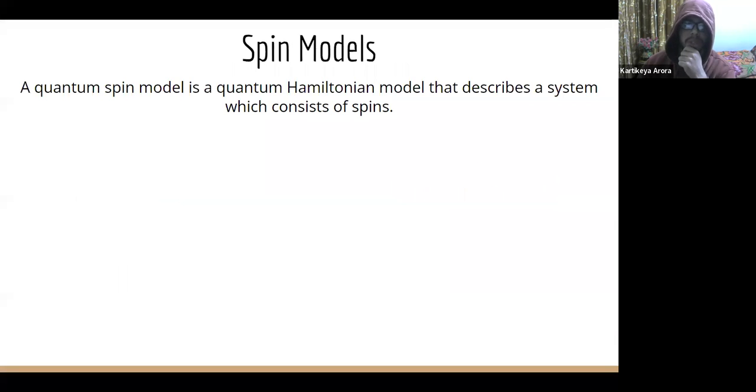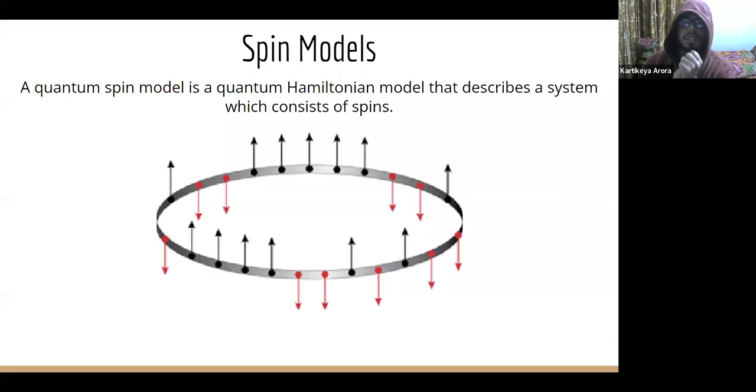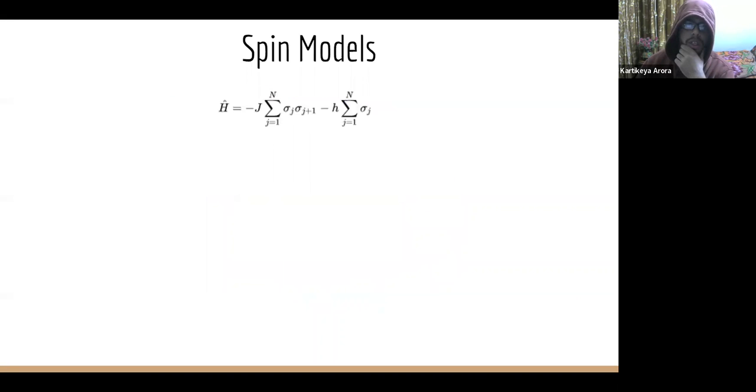To understand what spin models are: a quantum spin model is a quantum Hamiltonian that describes a system which consists of spins. We can visualize it as follows. We can assume that there is a lattice with magnetic dipoles at each point in space. And what we are basically trying to understand is how these dipoles interact with each other and act in the presence of an external magnetic field, let's say. So this is the main reason we study spin models, or the quantum Hamiltonians of them.